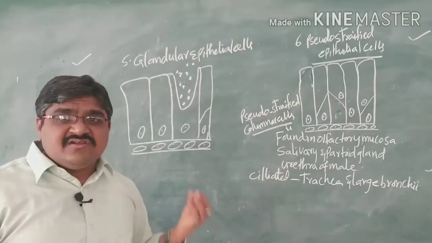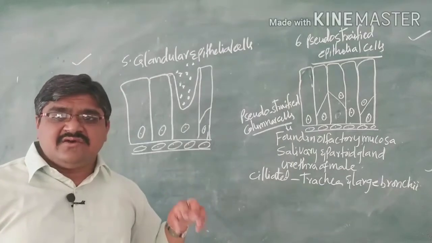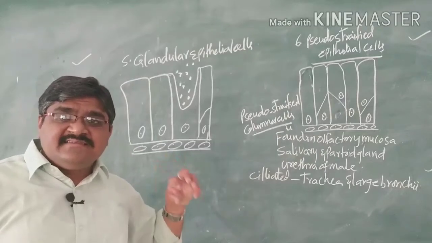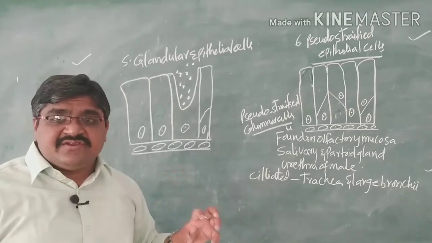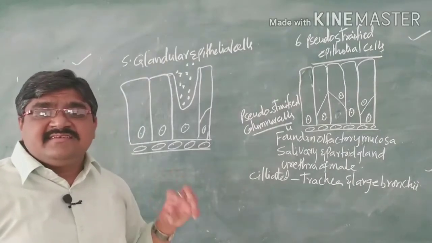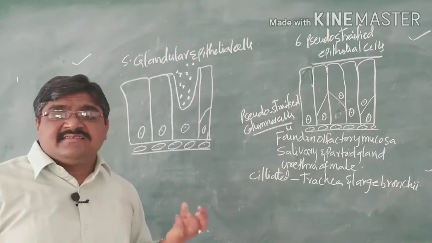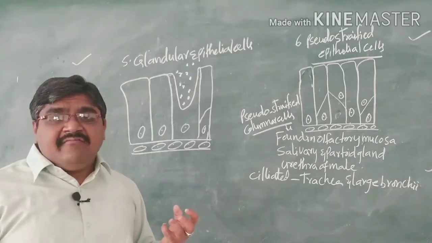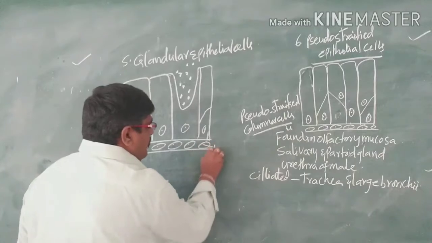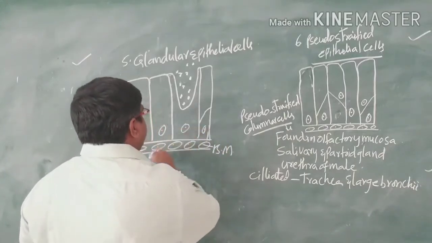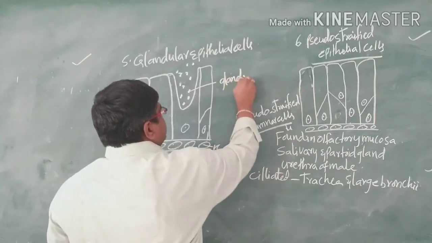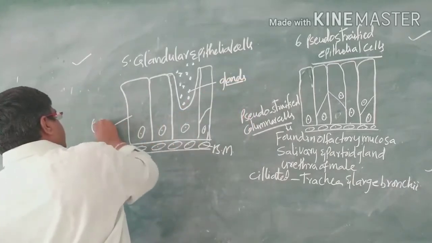The cells where secretion of substances takes place, we can call them glands. These are specialized cells which are helpful for secretion of substances. These glands will secrete the substances. In the cuboidal type, we have the basement membrane, and these are the glands where they produce, and these are the columnar cells.